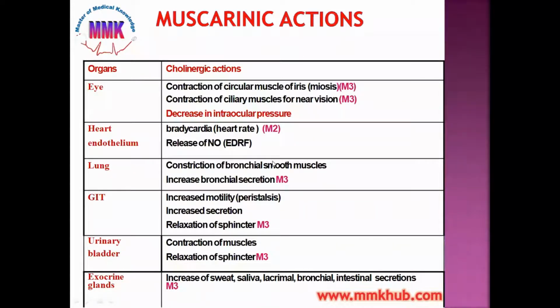So all of these actions are mostly done by M3 receptors, except the M2. All of these are excitatory. M3 is an excitatory receptor, and the only inhibitory receptor over here is M2. M2 is present on the heart, and it is decreasing the heart rate. Remember that.